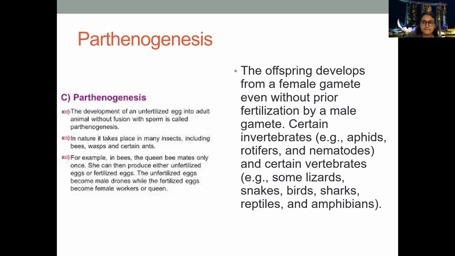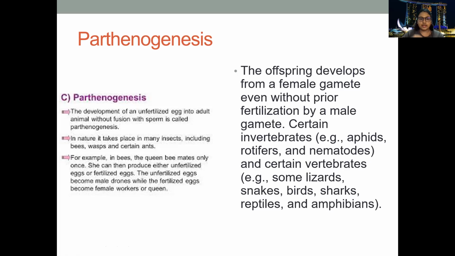Have you heard of that terminology? It is the development of a fruit without seed, a seedless fruit, without fertilization. Seedless fruits are developed by the process of parthenocarpy.